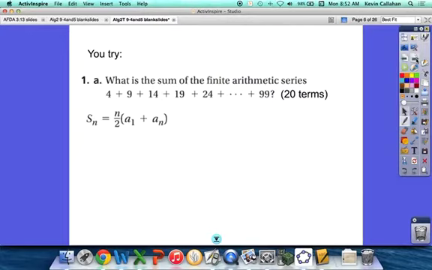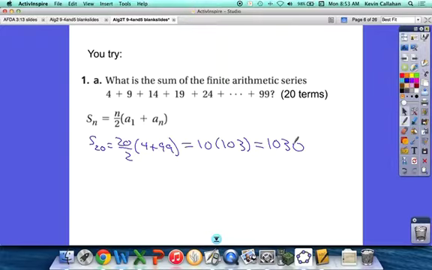1,030? Somebody got 1,030. I think it's 1,030, right? So in this, the first term was there, the last term is there, the number of terms is there. So just plug in those three things into this formula. Right? S20 equals 20 over 2 times 4 plus 99. 10 times 103, which is 1030.